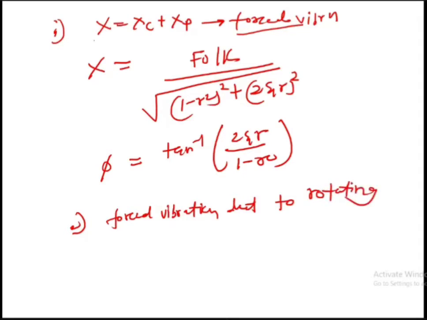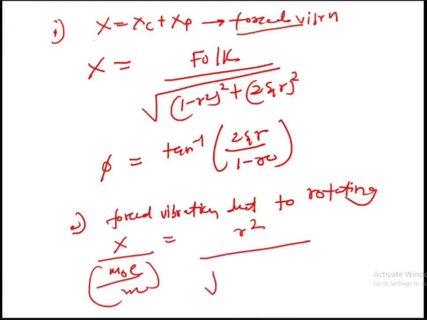For rotating unbalance, what equation did we derive? It was x upon (m0 e by M) is equal to r square upon square root of (1 minus r square) bracket square plus (2 zeta r) square. And the phase angle was the same, phi is tan inverse of 2 zeta r upon 1 minus r square. And for forced vibration due to reciprocating unbalance, instead of e you will have r, that is the crank radius, which is half of the stroke, s is equal to 2 into r. This is what we have derived.